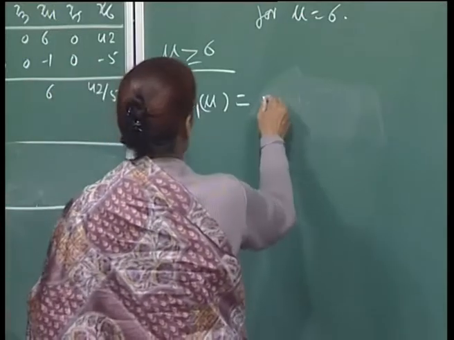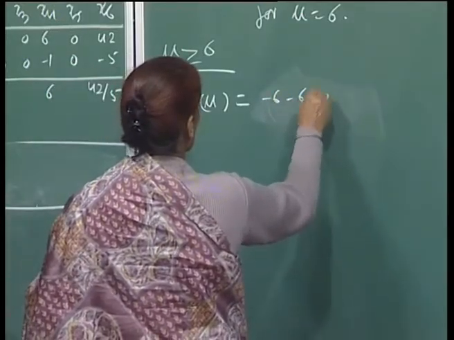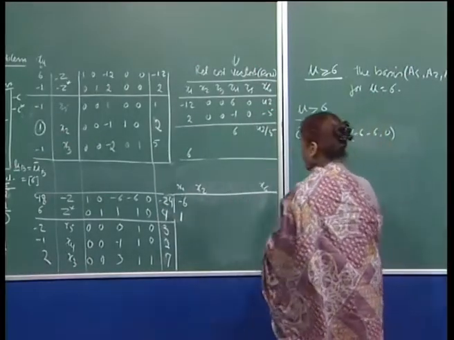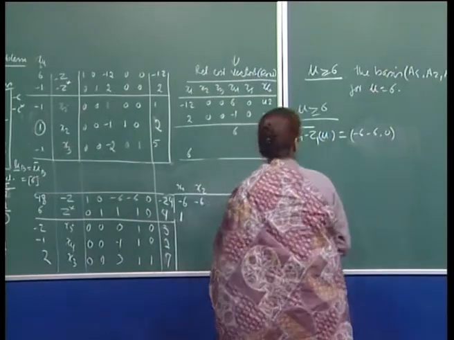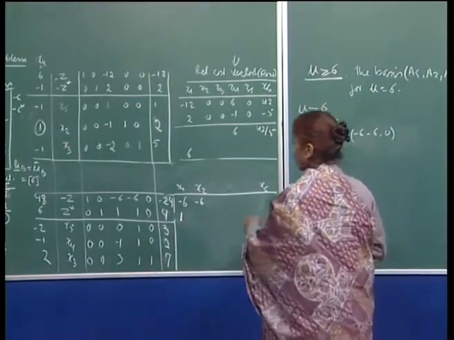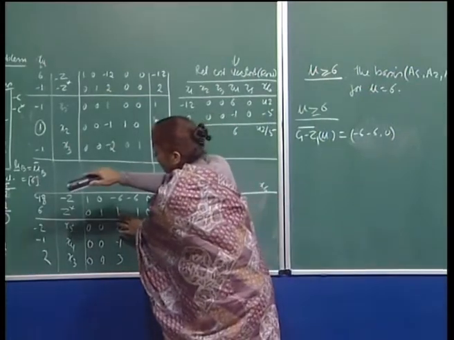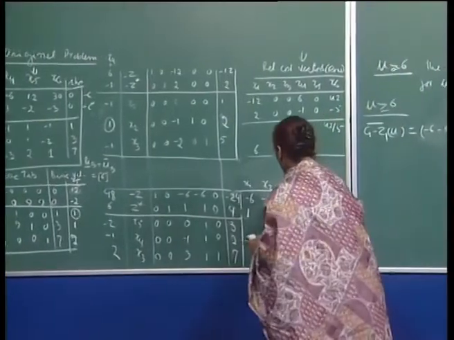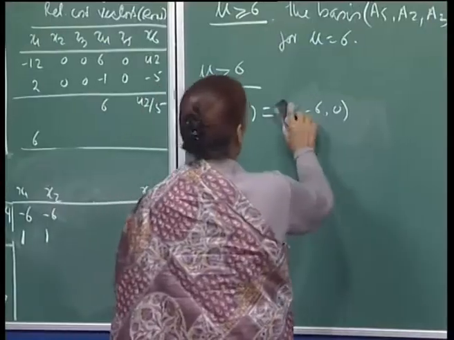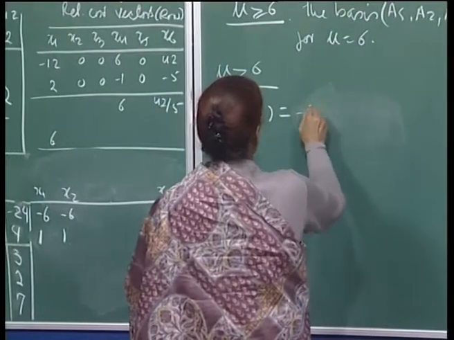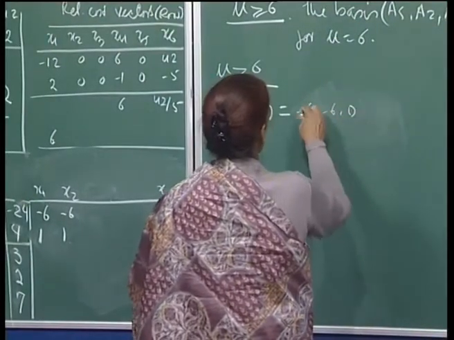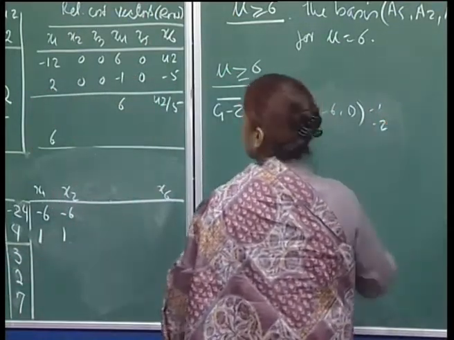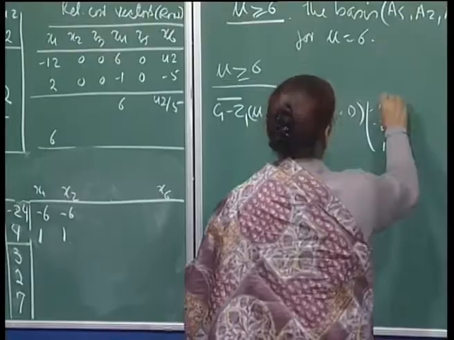For x2 you are writing minus 6 0, and then the x2 column is 0 1 0, so that becomes minus 6. The other one is 1 1 0, that one is E2, so this will be simply 1. So this is again 1, right. Now for x6 it's minus 6 0 times this, which is minus 1 minus 2 and 1, right.